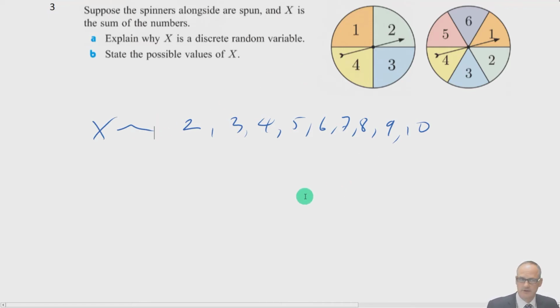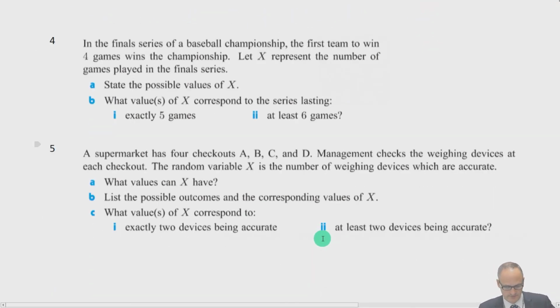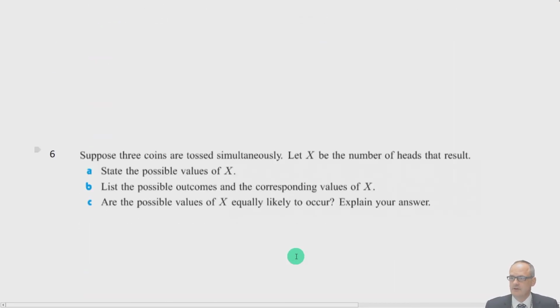Right, hopefully you've got an idea what a discrete random variable is now. Here are 3 more questions. There's question 4, question 5. You can pause the video and go through them. And question 6 you can have a go at.